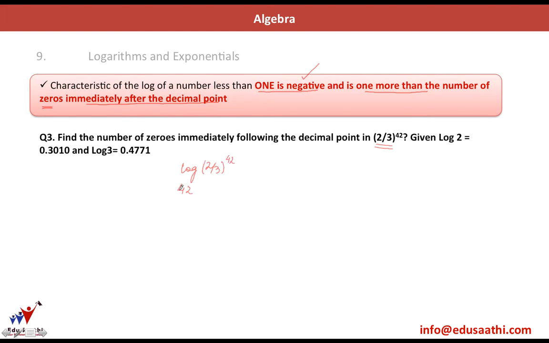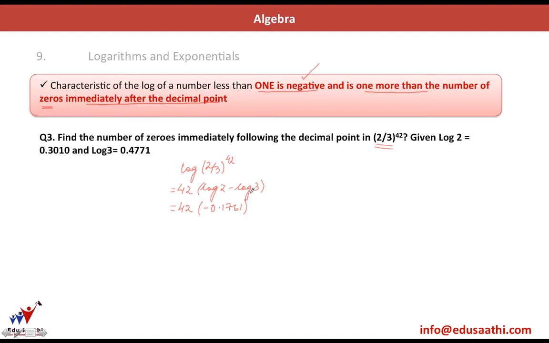This 42 will be out of the log sign. It will be log of 2 minus log of 3. Now, both log 2 and log 3 are given to you in the question as 0.3010 and 0.4771. So if you do 42 into, obviously their difference would come out to be negative. So if you subtract, it is coming out to be 0.1761.